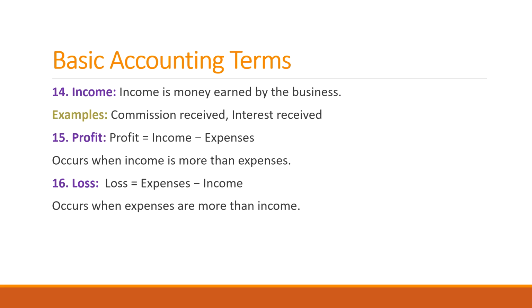Finally, we are on loss. Loss is expenses minus income. When does this loss occur? Loss occurs when expenses are more than income, right? For example, if income is 10,000 rupees and expenses are 15,000 rupees, the business suffers a loss of 5,000 rupees here. So that 5,000 amount is considered as loss.